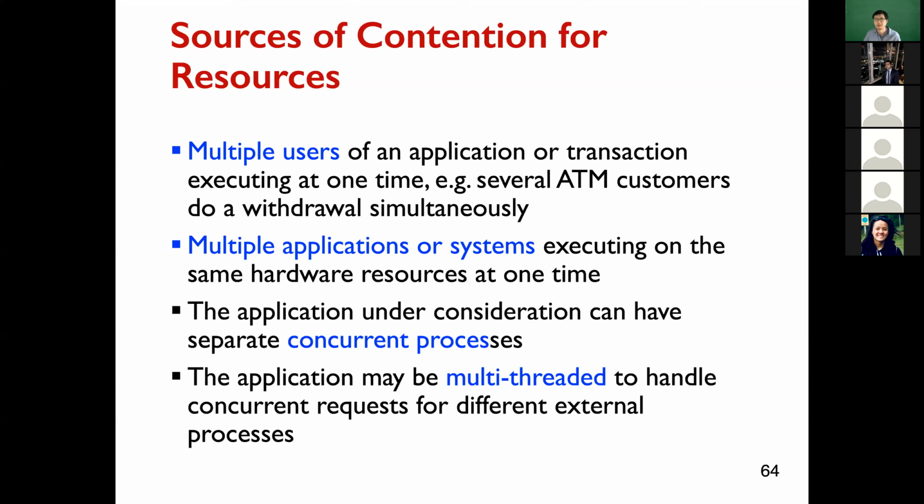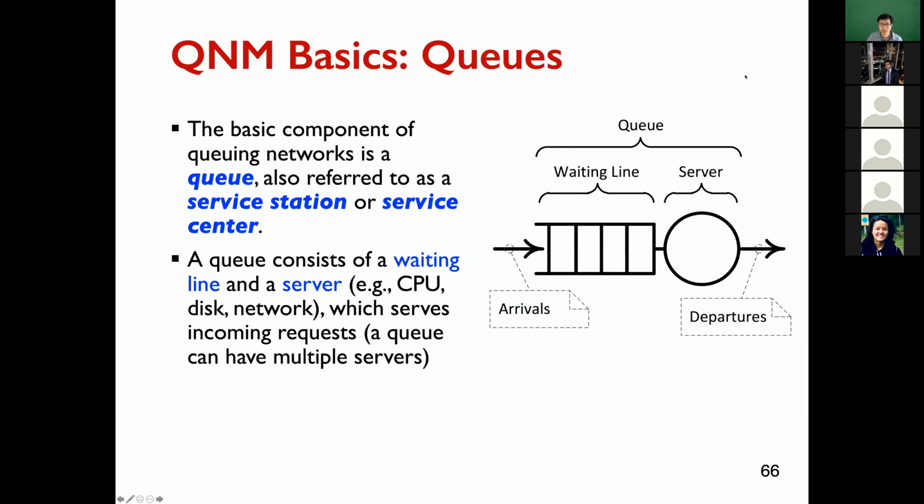So what is the basic component of a queuing network model? The basic component is a queue. So what is a queue? If you look at the figure on the right, that is a queue. It's the basic component of a queuing network. This queue is also referred to as a service station or service center.